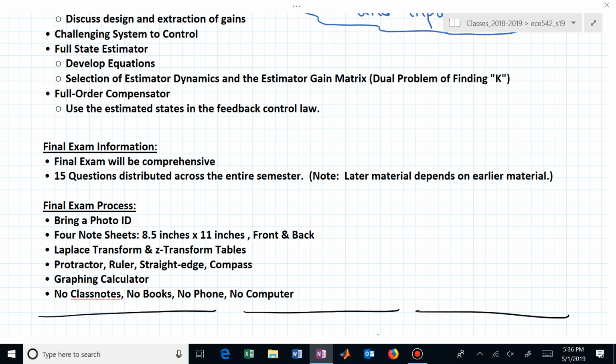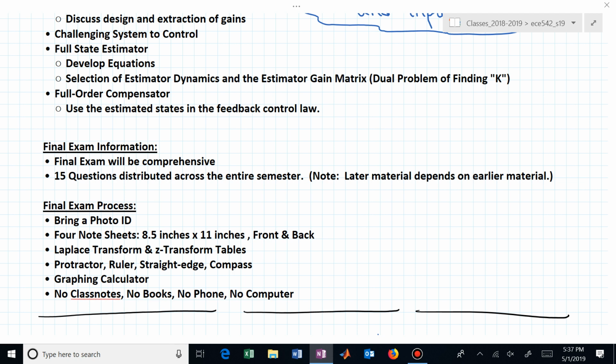Final exam is comprehensive, and there will be 15 questions distributed across the entire semester. But in this class, a lot of the later material actually depends on the early material. So if you are able to do the later material, that might help you remember how to do the earlier material in the class.